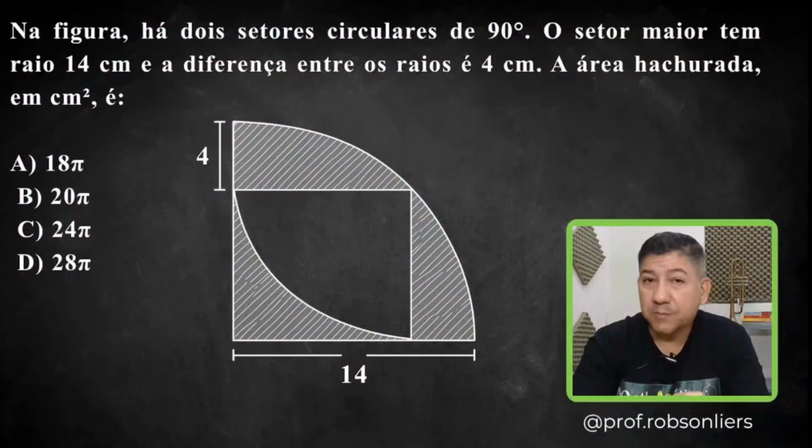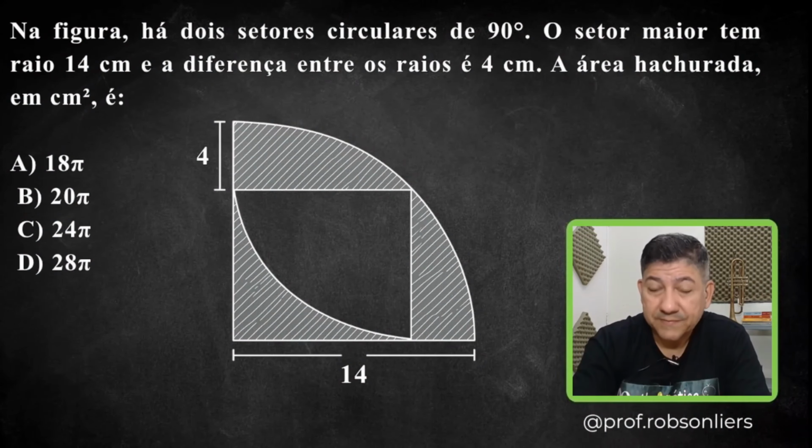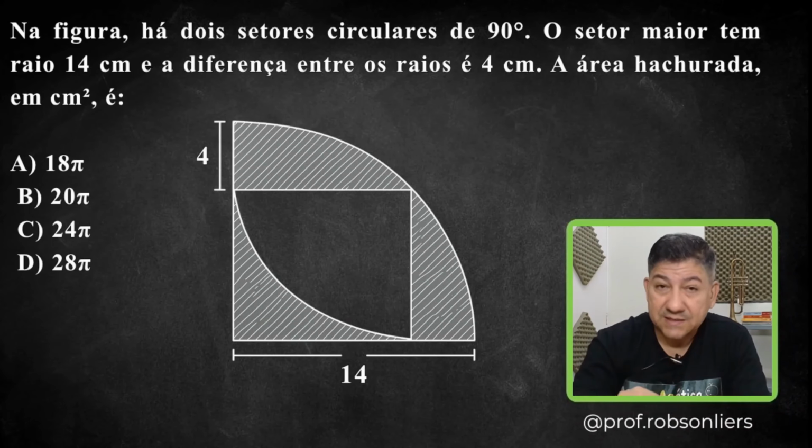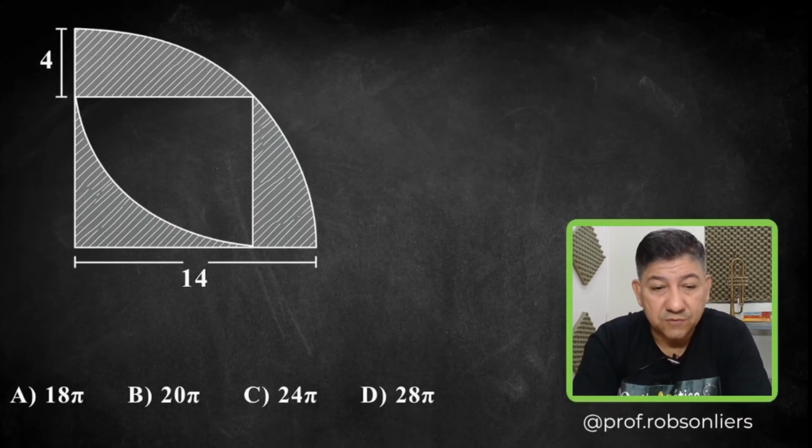Well, to solve this problem, let's do the following. Let's calculate the total area of the figure. Then, we'll calculate the empty area, this area in the center, and we'll subtract it. The total area minus the empty area. With that, we'll have the area of the shaded region, okay? I'll clear the board here to make it easier for us to solve.